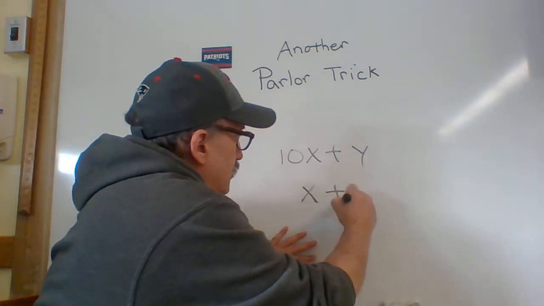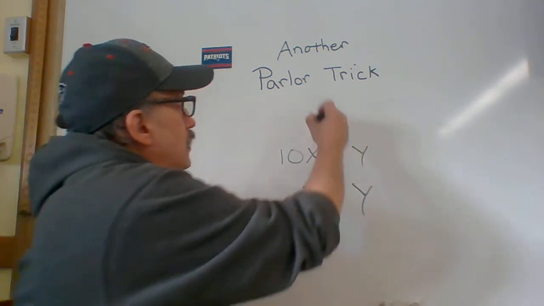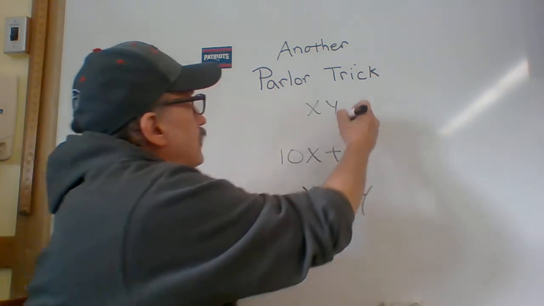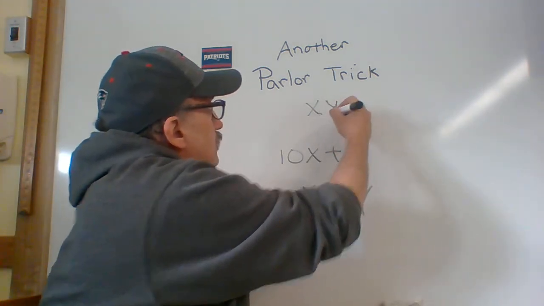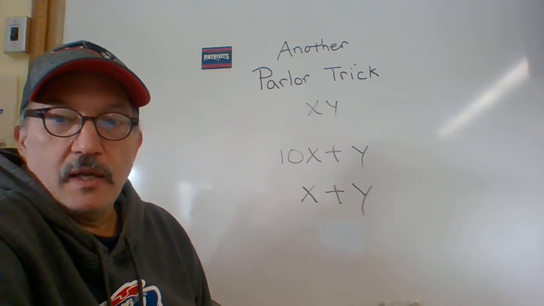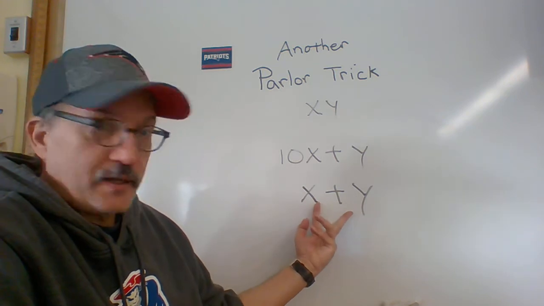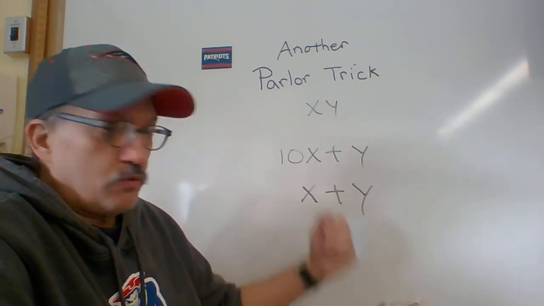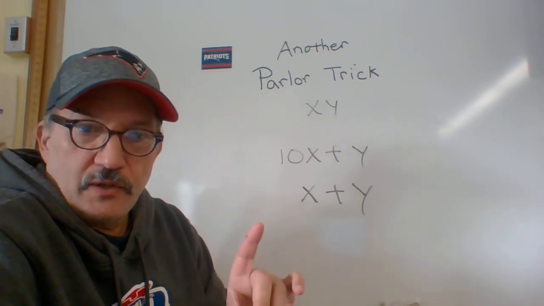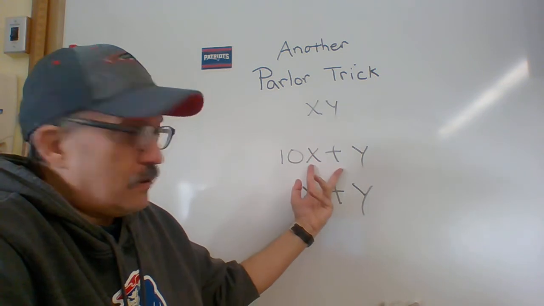And then this is the sum of the digits. Remember, the digits were x, y, right? So the sum of those digits is simply x plus y. And then you were asked to subtract the sum of the digits from the original number. Now here comes a very important algebra concept. We want to subtract x plus y from what's above it.